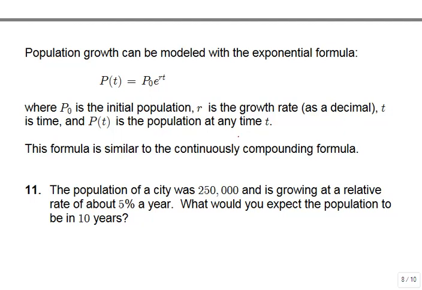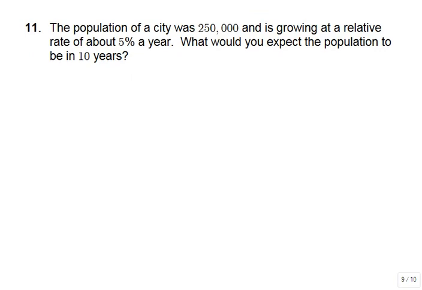So it's very, very similar to that compounding continuously formula. So it's just like PERT. So we're going to use that in this example. The population of a city was 250,000 and is growing at a relative rate of about 5% a year.